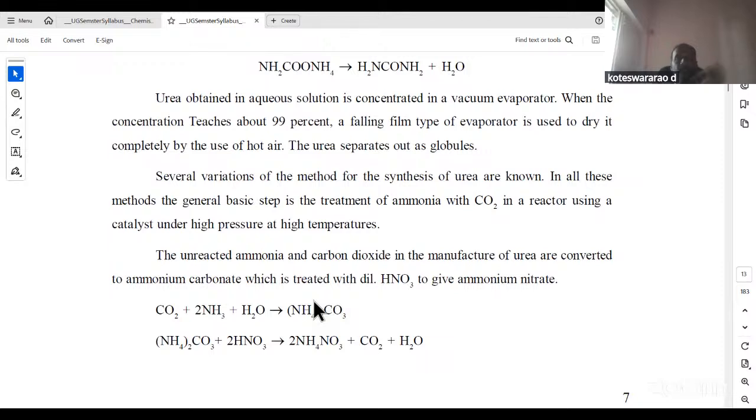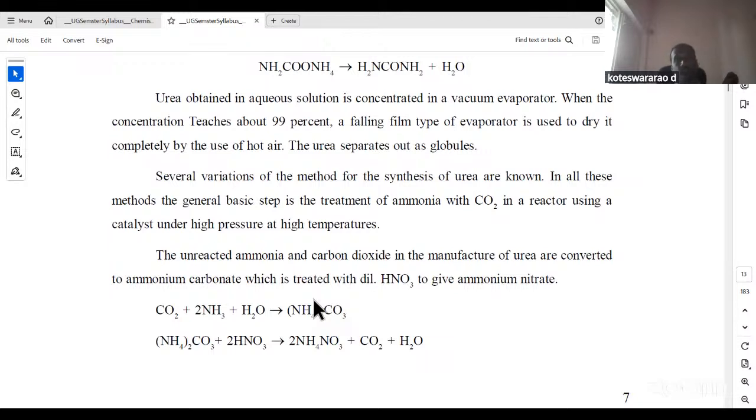If you apply pressure and temperature, they can react together. That produces ammonium carbamate. This ammonium carbamate is subjected to further methods like applying heat, pressure and temperature, losing a water molecule, which leads to the formation of urea. Or if it is treated with HNO3, that leads to ammonium nitrate and carbon dioxide.